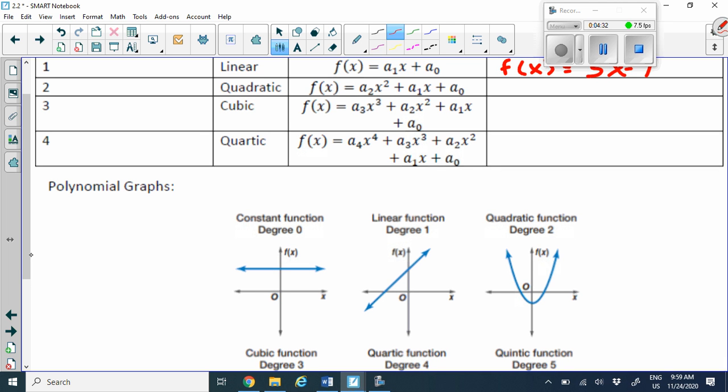Now, you'll see below in your notes all the different graphs. So constant, remember when we have degree of 0, that's a horizontal line. When we have a linear function, that means degree of 1, remember that's our diagonal. So either it will have a positive or negative slope.